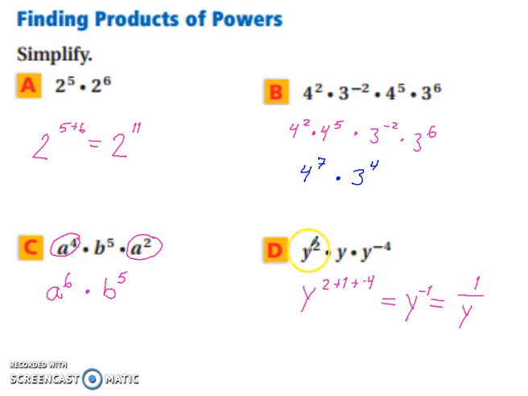For D, you have y to the 2nd times y to the 1st. Whenever there's no power, you know it's 1. So you're adding 2, 1, and negative 4, which gives you y to the negative 1. You cannot stop there. It's not completely simplified because you have to have everything with positive exponents. So rewrite this so it says 1 over y. You can write 1 over y to the 1st if you need to.